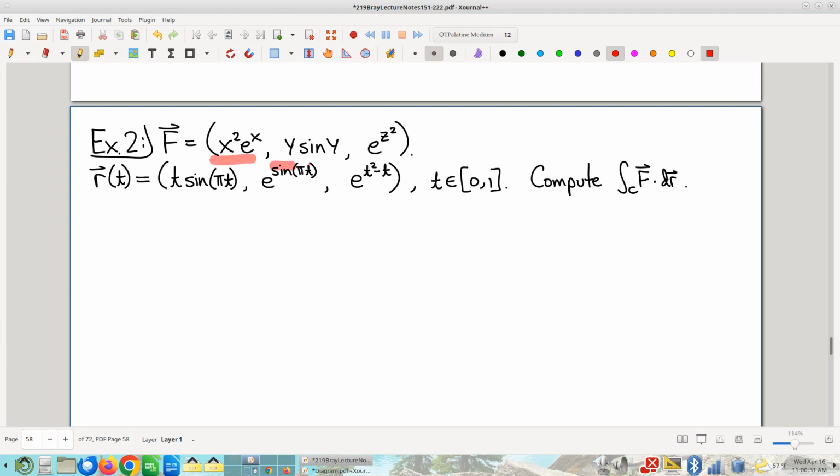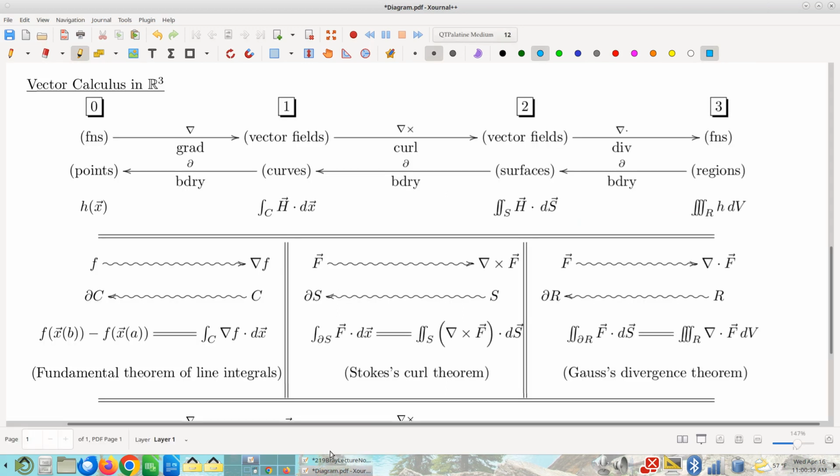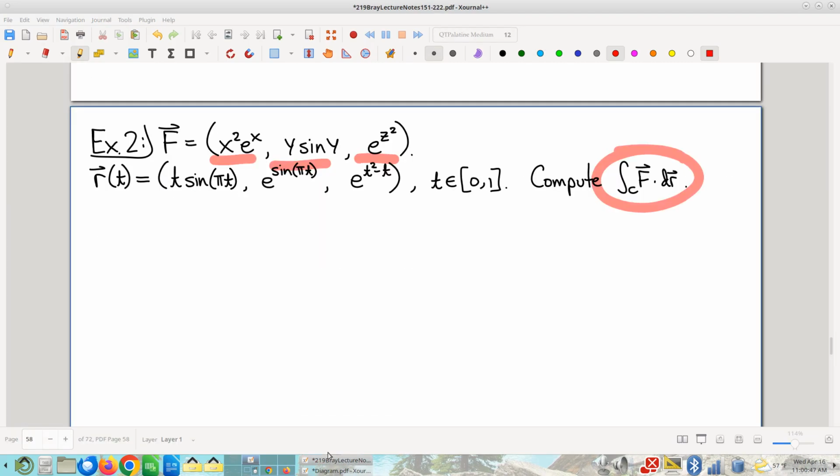Again, 3 dimensions. Again, vector line integral. So again, here we are. As instructed, we're going to compute the curl. As instructed, we're going to think about the endpoints. Okay. So let's do it.